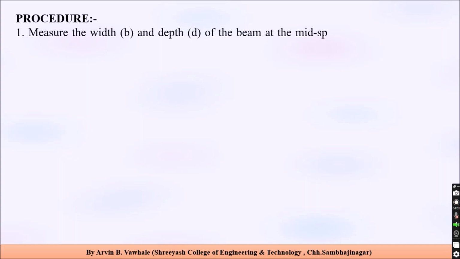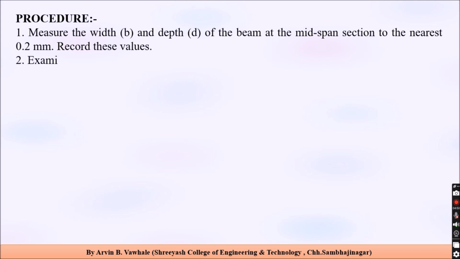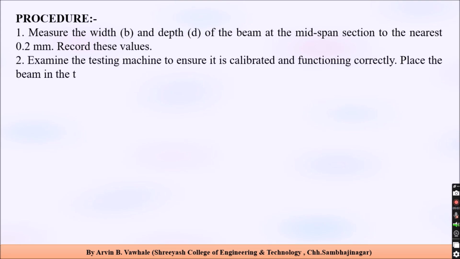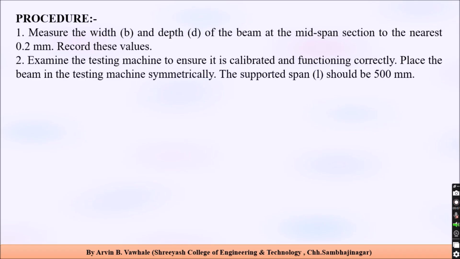Procedure: 1. Measure the width, B, and depth, D, of the beam at the mid-span section to the nearest 0.2 millimeters. Record these values. 2. Examine the testing machine to ensure it is calibrated and functioning correctly. Place the beam in the testing machine symmetrically. The supported span, L, should be 500 millimeter.